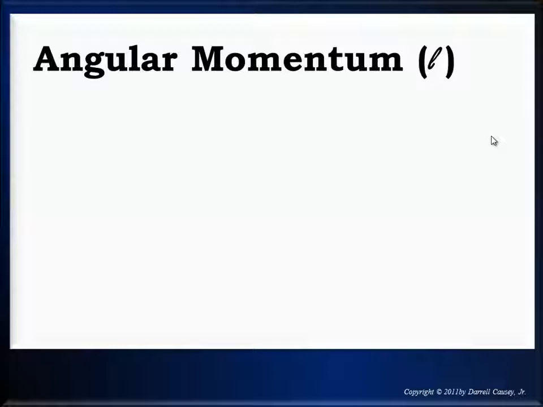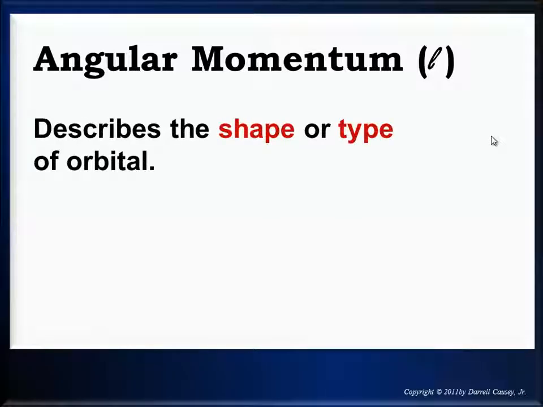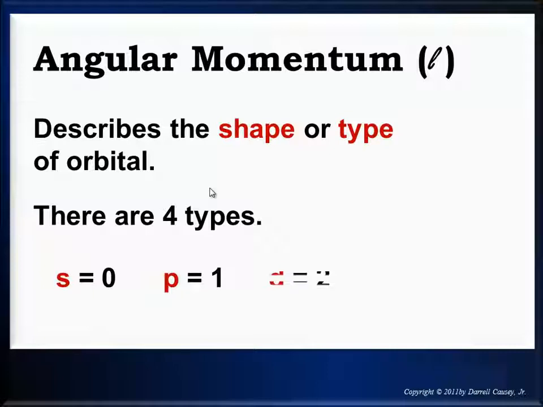Angular momentum, whose symbol is a lowercase l, describes the shape or type of orbital. There are four types of orbitals: S, P, D, and F. S has a numerical value of 0. P has a numerical value of 1, D has a numerical value of 2, and F has a numerical value of 3. And these numbers are used as labels, so that when we talk about the quantum number l, we say l equals 0 for an S orbital, l equals 1 if it's a P orbital, l equals 2 if it's a D orbital, and l equals 3 with an F orbital. And so those are our orbital shapes, their names, and their numerical values.